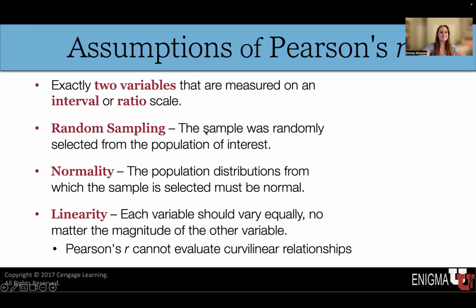Okay. And lastly, here are the assumptions that we make when we use Pearson's R. We're assuming that we're using exactly 2 variables that are both measured on an interval or ratio scale, that we use random sampling, as always, that the population distributions from which the sample was drawn must be normal, and lastly, that there's linearity, which means that each variable varies equally, no matter the magnitude of the other variable. Because remember, Pearson's R can't evaluate curvilinear relationships, only linear.